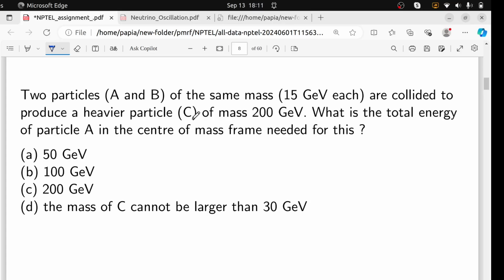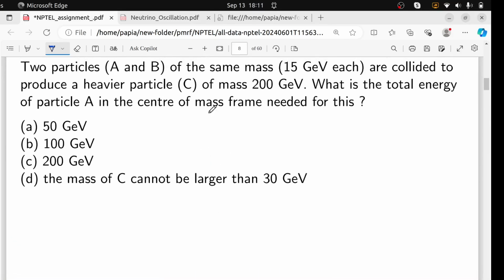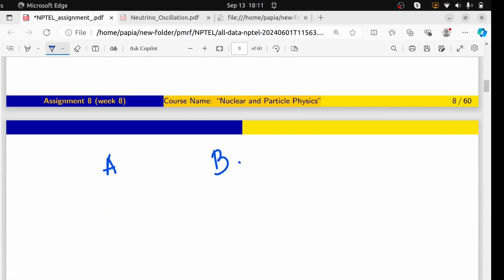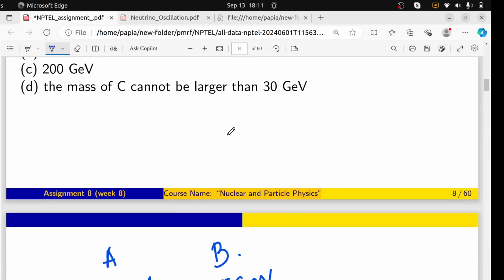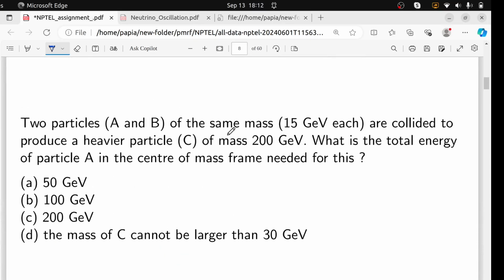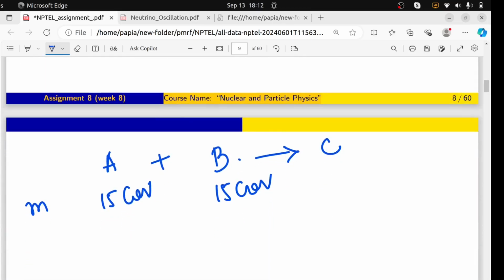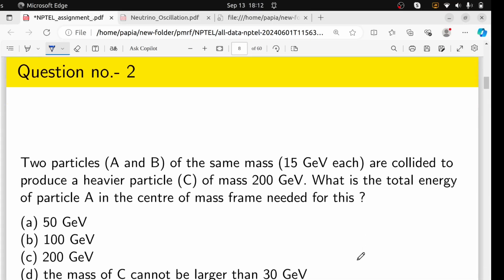Okay, so two particles A and B, right? So that means there is A, there is B. Two particles A and B of the same mass, 15 GeV each. Let me write here M, which is 15 GeV. They are collided to produce a heavier particle C. So these two are colliding, and then it is making a heavier particle C, and C has a mass of 200 GeV. What is the total energy of particle A in the center of mass frame needed for this?